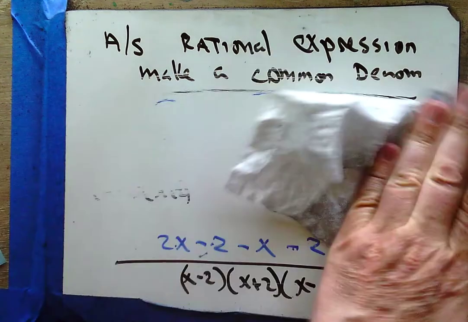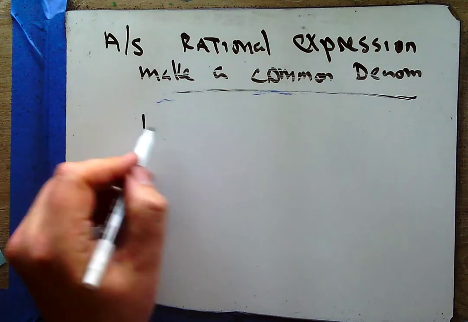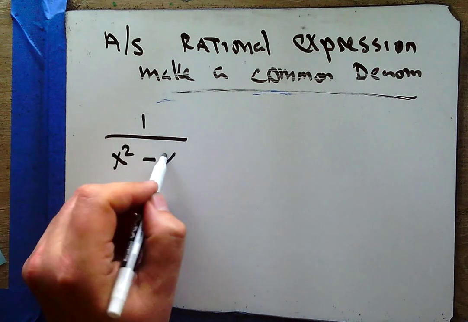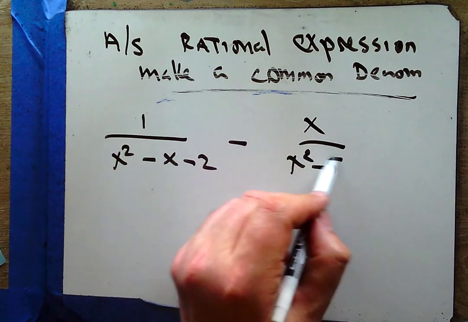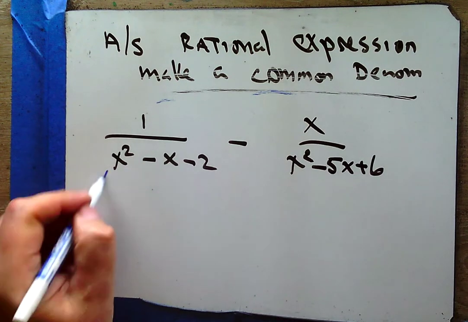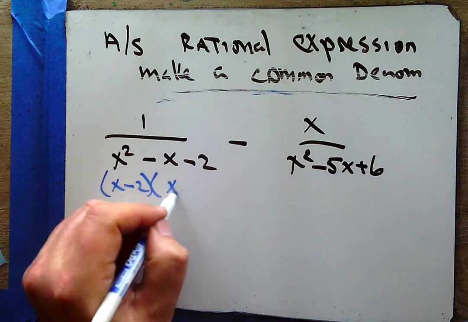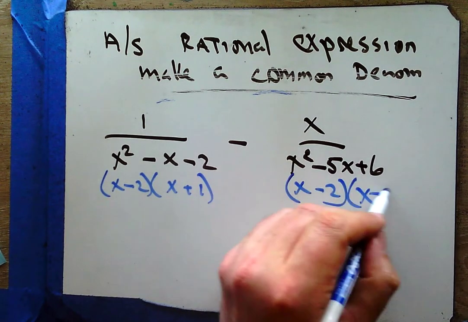All right, let's try one more of those. 1 over x squared minus x minus 2, minus x over x squared minus 5x plus 6. Will you please simplify that rational expression? That's right, we have to start with factoring. (x minus 2)(x plus 1), (x minus 2)(x minus 3).